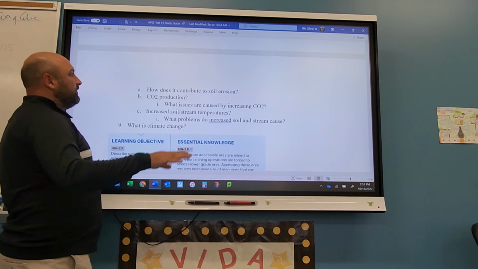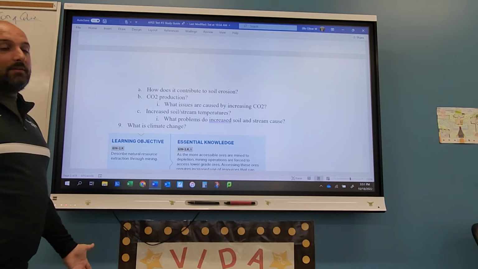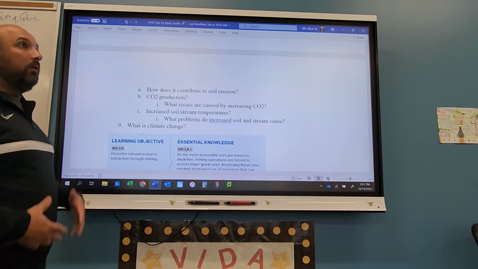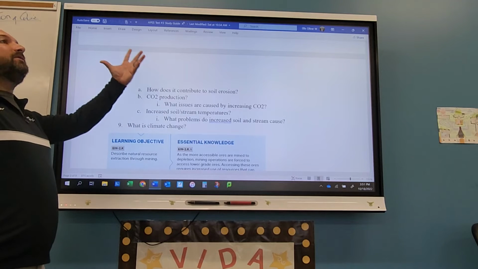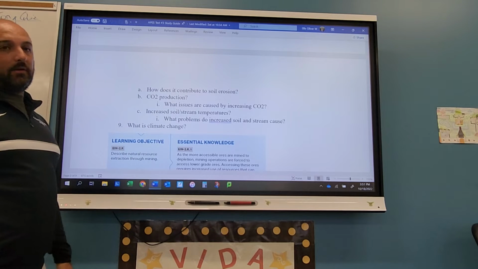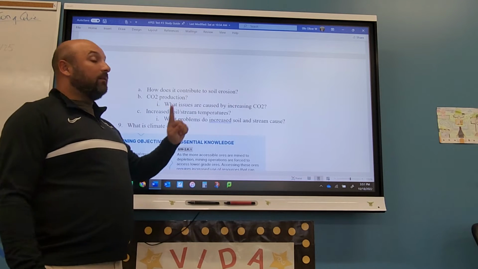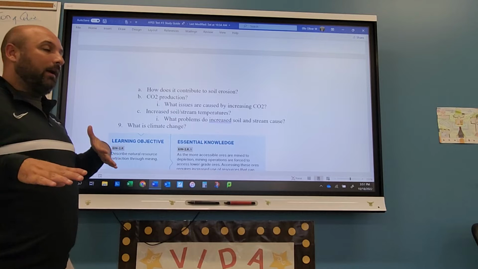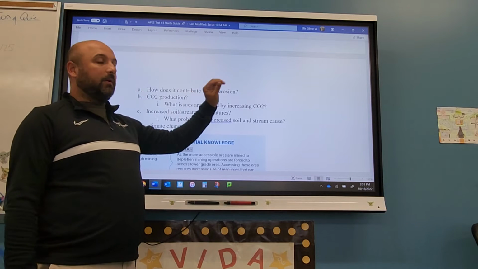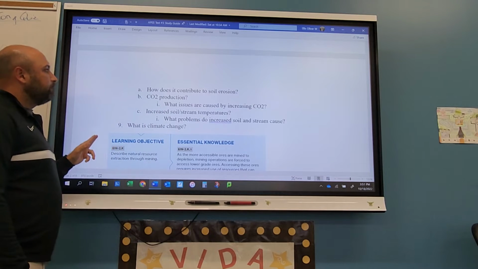If you clear cut all the trees down, the trees are then going to decay, and decaying trees produce CO2. Not only are they producing CO2, but they're no longer breathing the CO2 in, so that's twice as bad to clear cut. What issues are caused by increasing CO2? When CO2 levels go up because you clear cut, you're going to have the problem with global warming because carbon dioxide is a greenhouse gas.